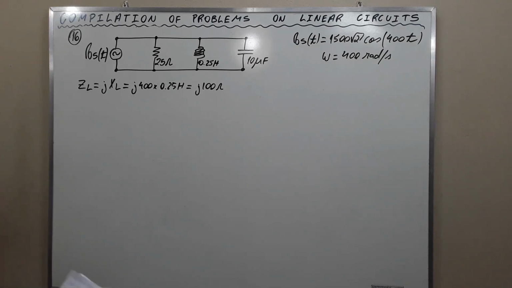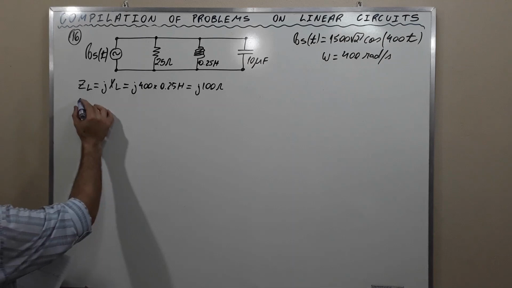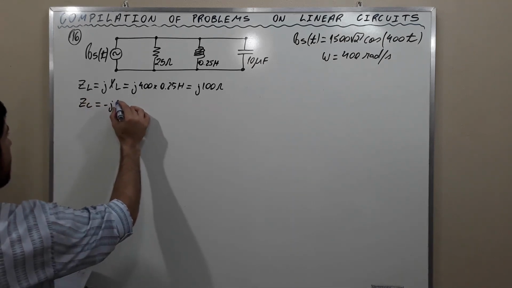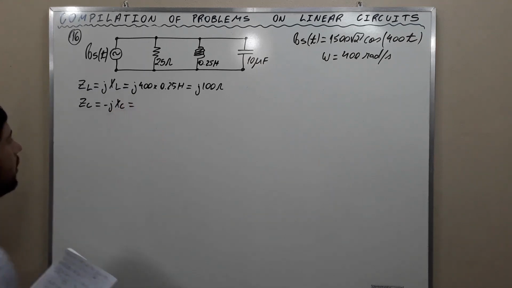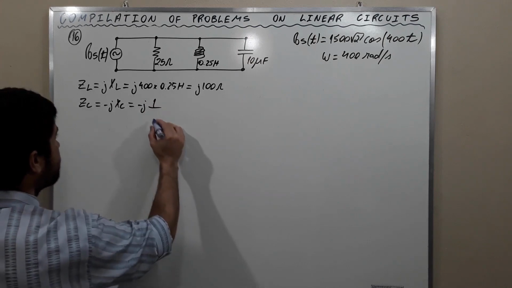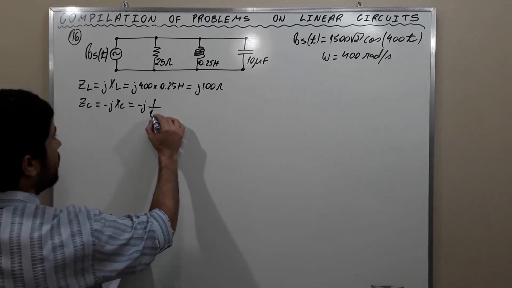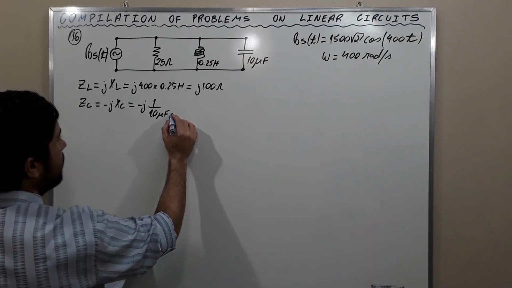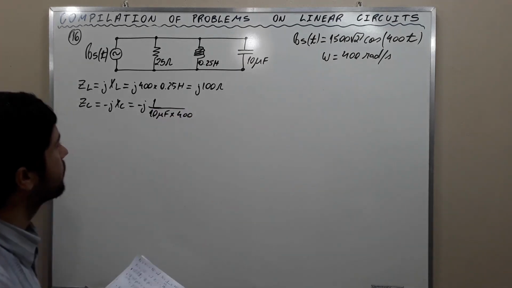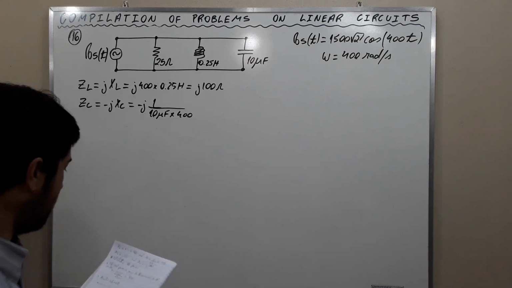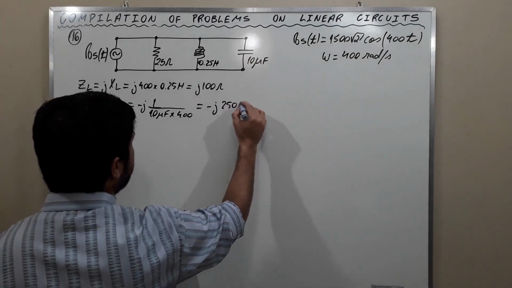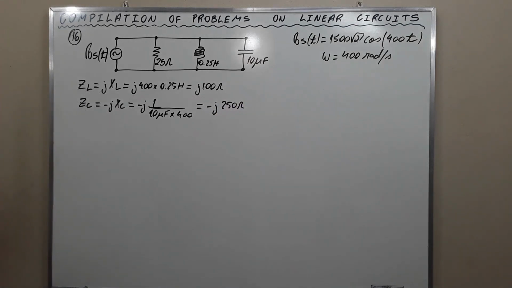Now the capacitor, in the same way, ZC is equal to negative jXC, which is equal to negative j times 1 over 10 millifarad times 400. And this gives a value of negative j250 ohms. Okay?